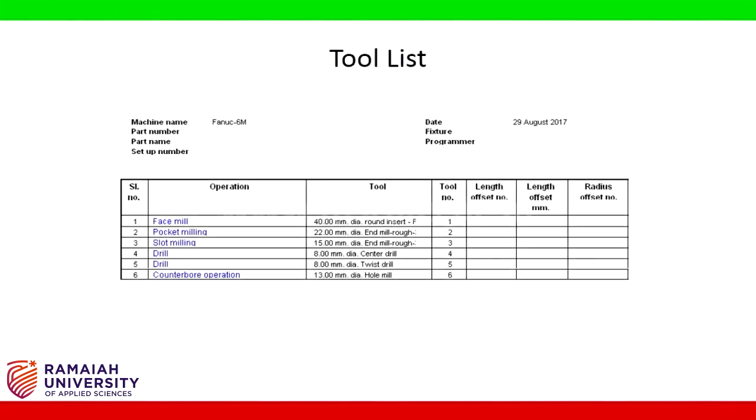Tool list. Click on Documents in the main menu. Select Tool list. See the list of tools used for the process. Click on Close to exit from the tool list sheet.